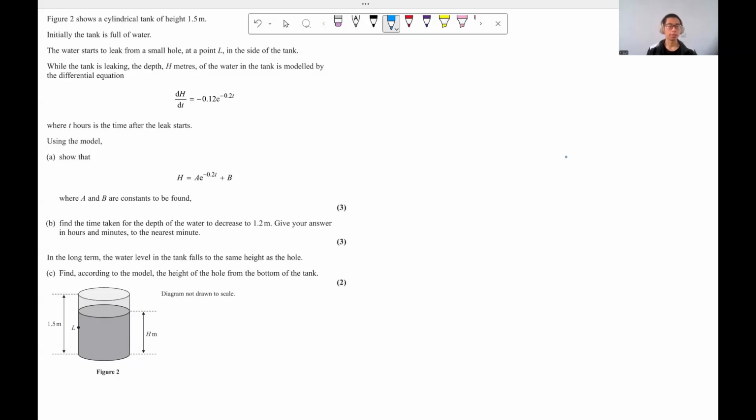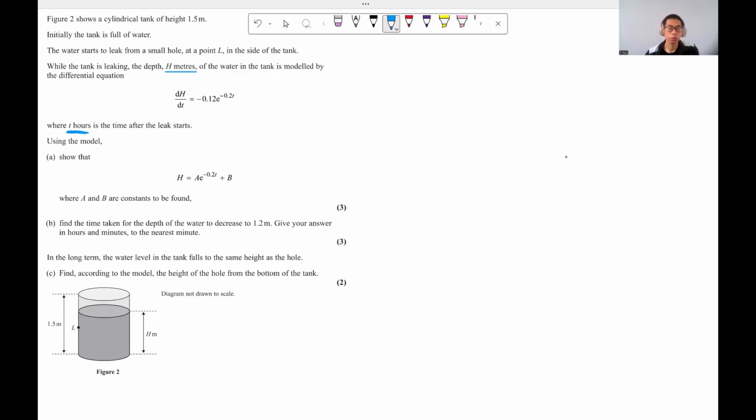While the tank is leaking, the depth h meters of the water in the tank is modeled by the differential equation dh/dt equal to negative 0.12 e to the power negative 0.2 t, where t hours is the time after the leak starts. So be careful with all the units. t is in hours and h is in meters. Then using the model, part A: show that h equal to A e to the power negative 0.2 t plus B, where A, B are constants to be found.